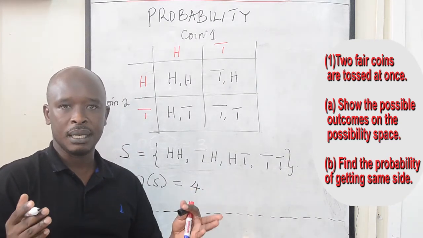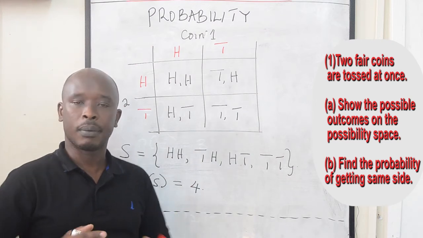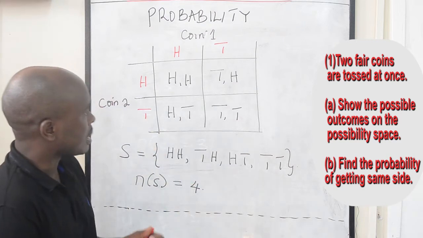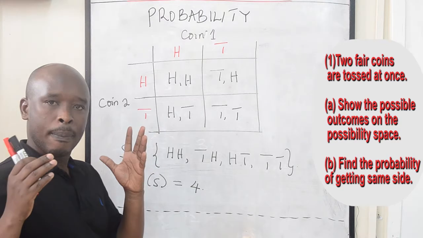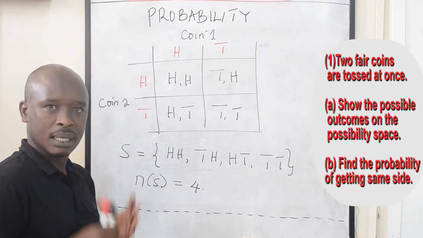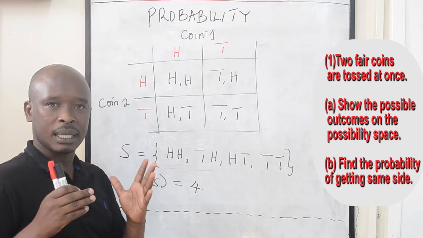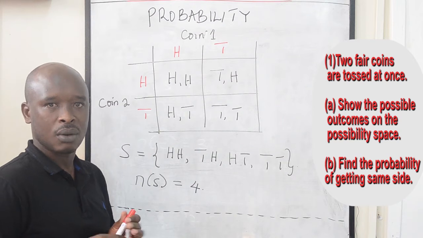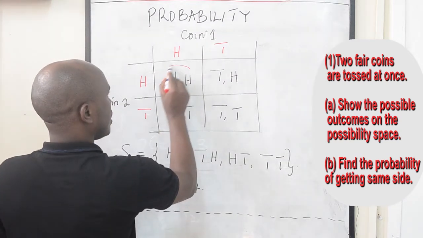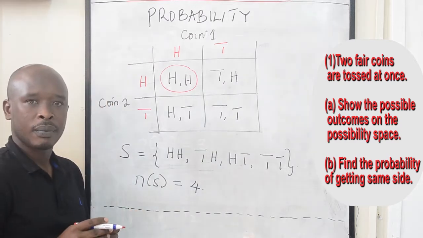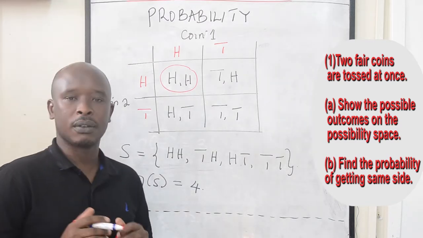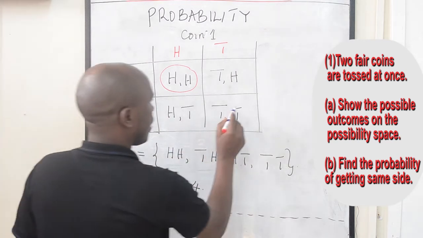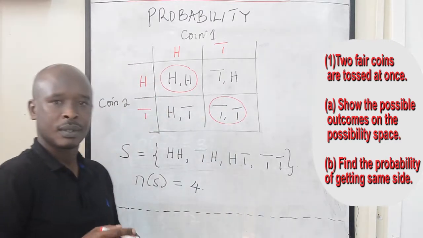However, in part B, they are saying you determine the probability of getting same side. Now, let's go back to our possible sample space. What are the possibilities of us getting the same side? Same side means you can get a head on the first coin, and then you can get a head on the second coin. And that scenario is that one. Or we can have a tail on the first coin and a tail on the second coin. And in that case, we have that.